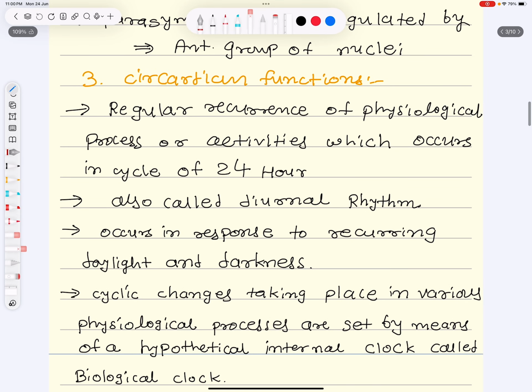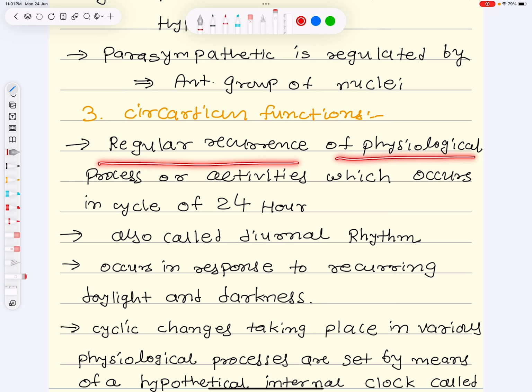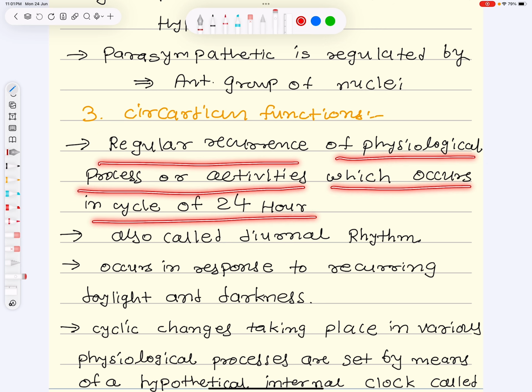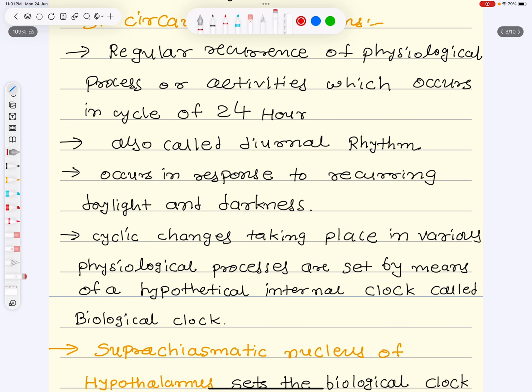So the third one is circadian function. So what is in circadian functions? Regular recurrence of physiological processes or activities which occurs in a cycle of 24 hours. This is also called diurnal rhythm. It occurs in response to recurrent daylight and darkness.